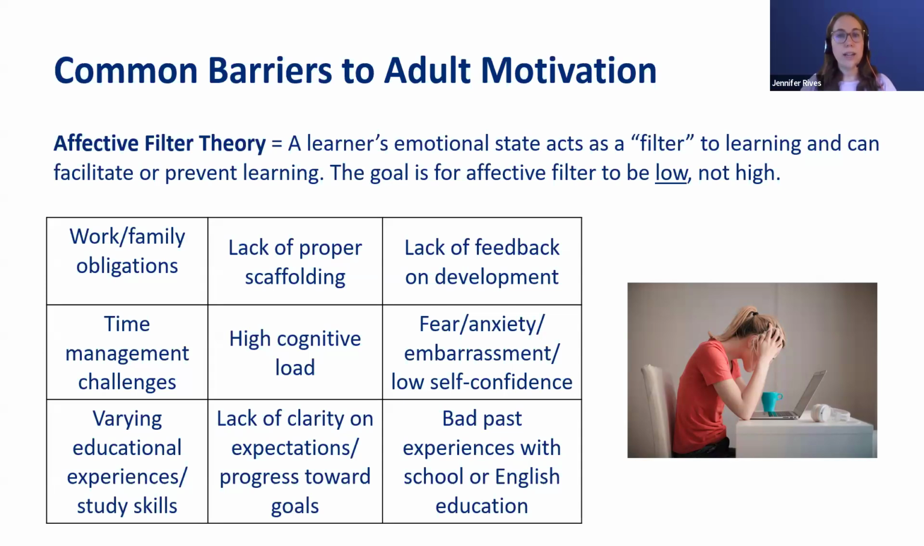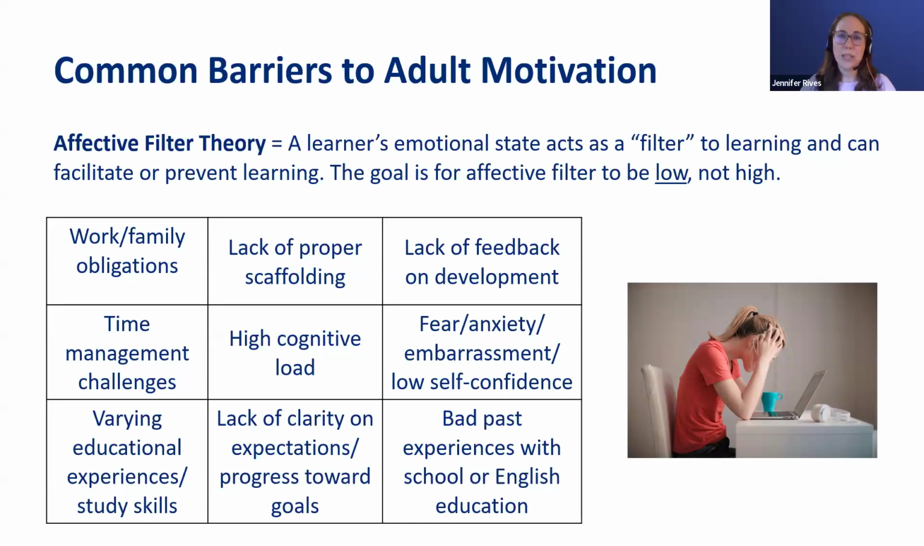Adult learners also need clarity on what they're expected to do and how well they're progressing towards their goals. Without this, they may feel reluctant to participate and may even experience disinterest in learning. Similarly, if there is lack of feedback on their development, learners will be unable to assess their progress, which could trigger feelings of frustration or make them feel like giving up.